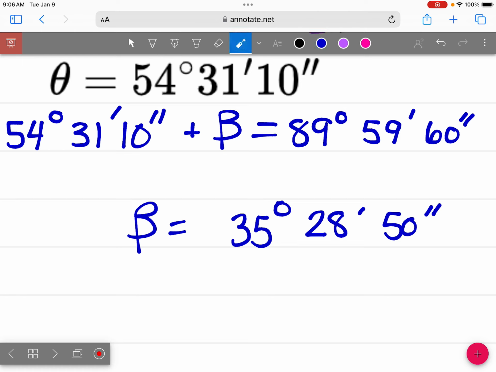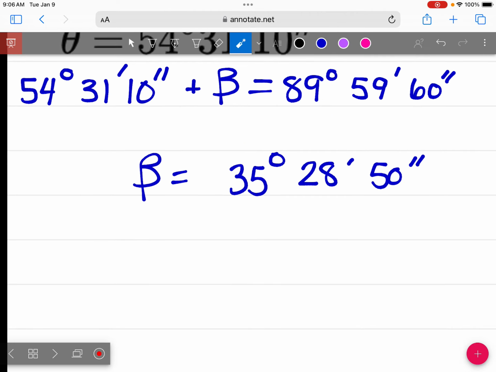So what we're doing is we're subtracting 89 minus 54, or 54 plus what is 89? 10 plus what is 60? 31 plus what is 59? You can think about it in a couple of different ways, either doing it as subtraction or doing it as kind of a reverse addition. You wind up at the same place.